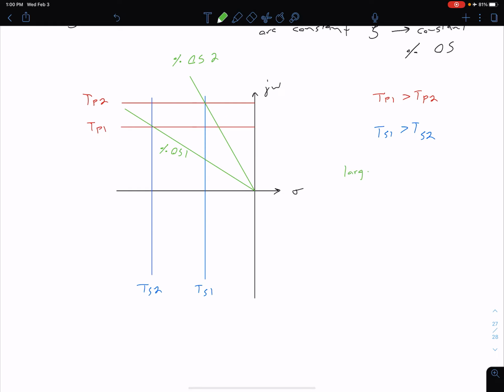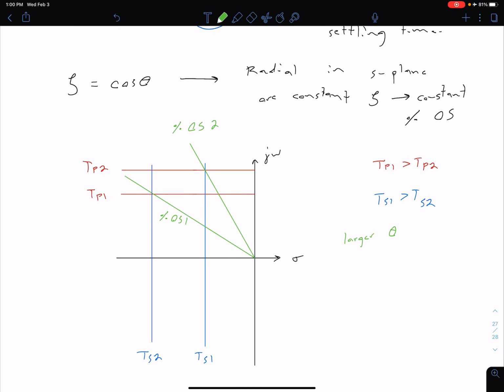So from 1 to 2, we have a larger theta. And so remember, our theta is related to our zeta through this relationship here. So as theta is getting larger, our cosine of theta is getting smaller. So that means our zeta is getting smaller. And if we have a smaller zeta, so that's less damping, that means we're going to have a larger percent overshoot. So what we can say then is that our percent overshoot 1 is going to be less than our percent overshoot 2.